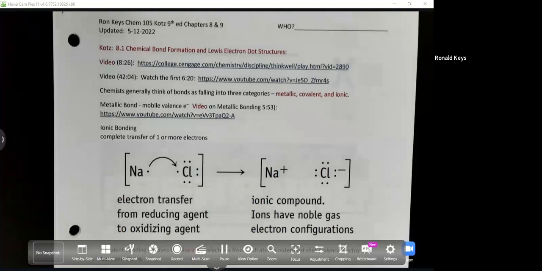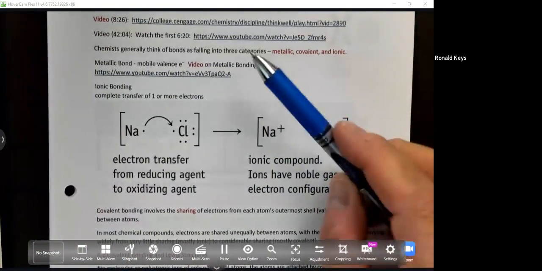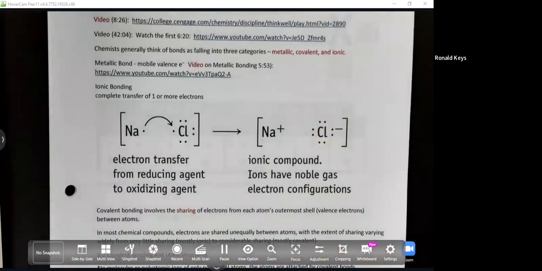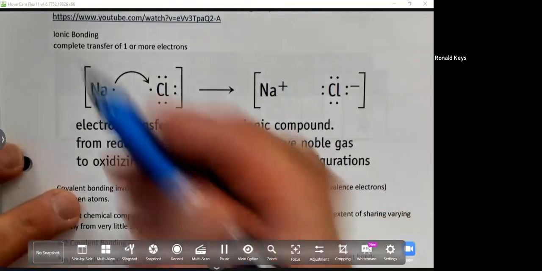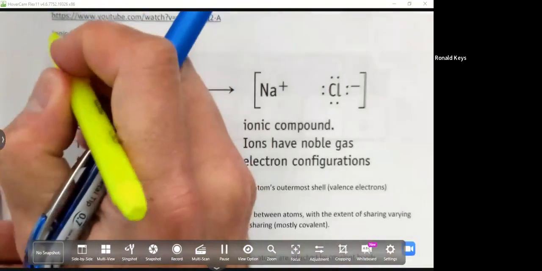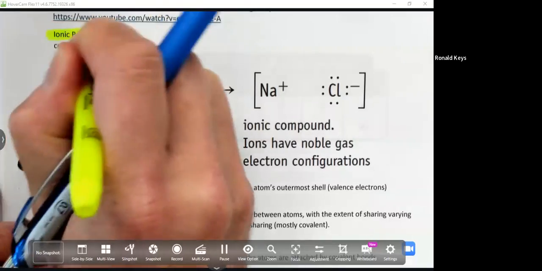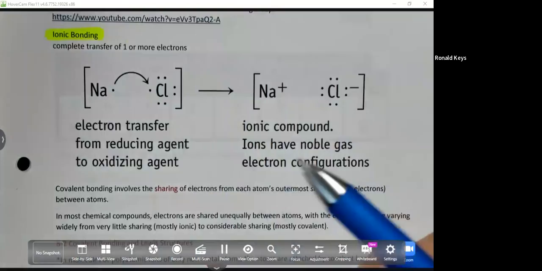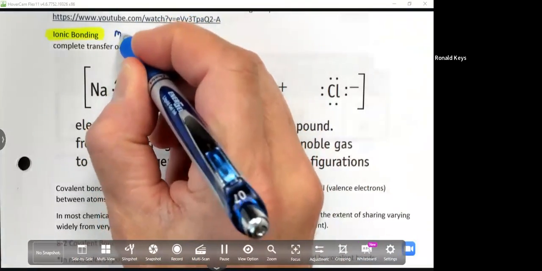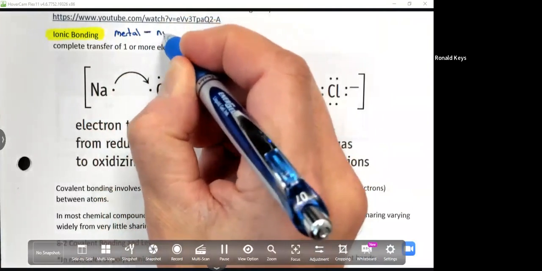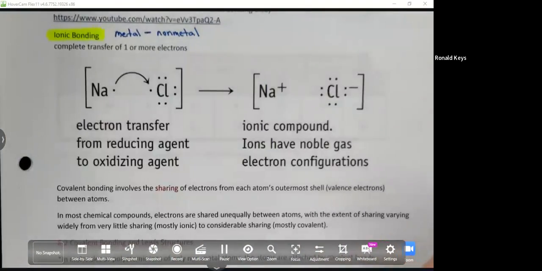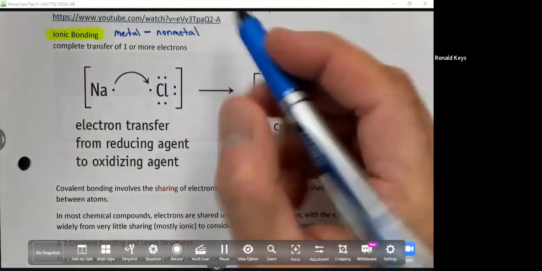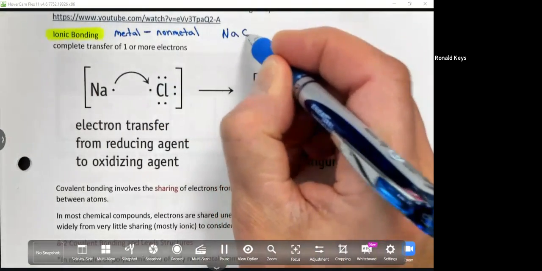Okay, so chapter 8 is on chemical bond formation, Lewis electron dot structures. And here's some pretty good videos. But we'll look at some bonding here for covalent and metallic bonding and ionic bonding. So if we talk about ionic bonding first, typically you have a metal with a non-metal. You're going to have an ionic bond. What's the best example of that? Metal, non-metal is what we have down below, sodium chloride.